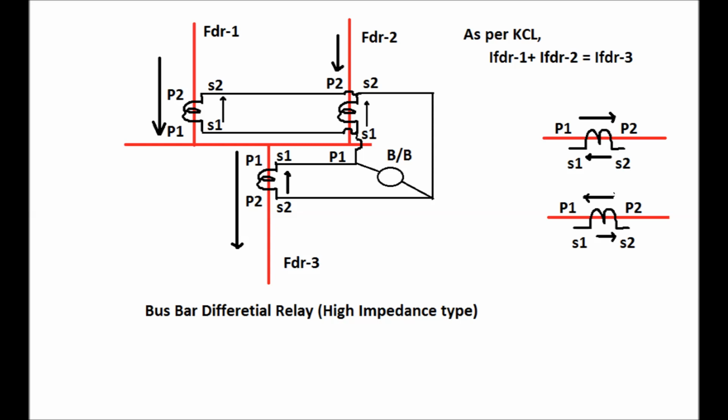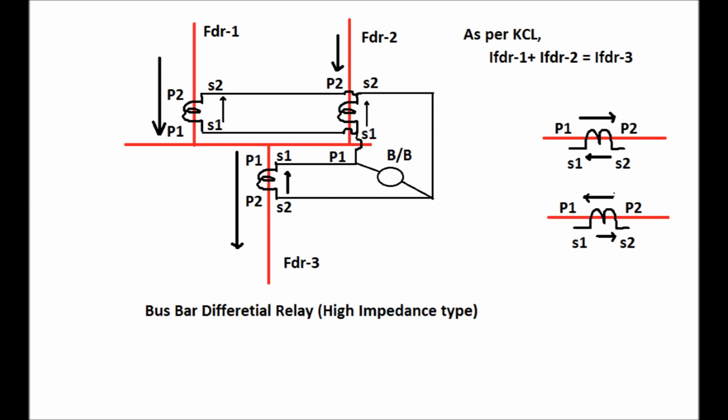Busbar protection relay operates on the basis of Kirchhoff's current law, or KCL. As per KCL, for a single bus system with 3 feeders, the current is flowing towards the bus for feeder 1 and feeder 2, and current is leaving the bus for feeder 3. That is, feeder 3 is the outgoing feeder and feeder 1 and feeder 2 are the incomers for the bus. So as per KCL, the total incoming current is equal to the total outgoing current, that is I feeder 1 plus I feeder 2 is equal to I feeder 3.